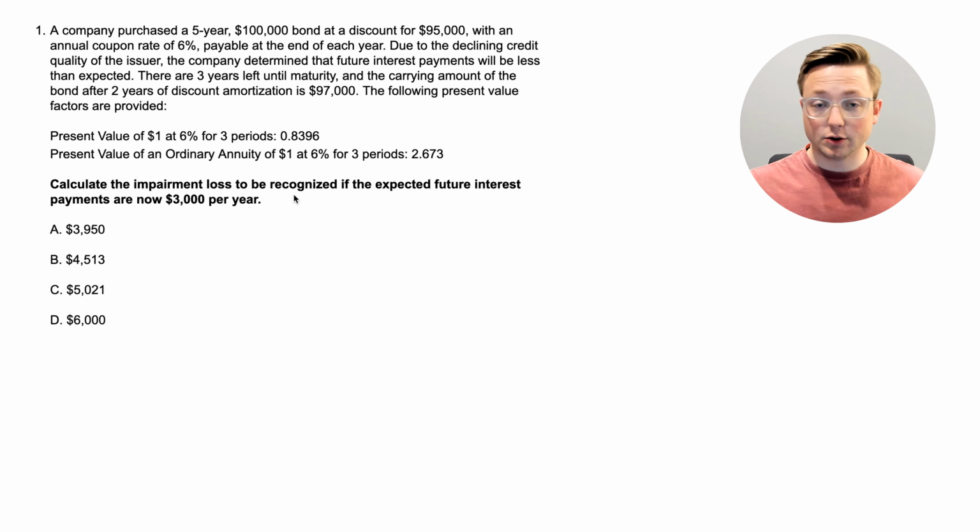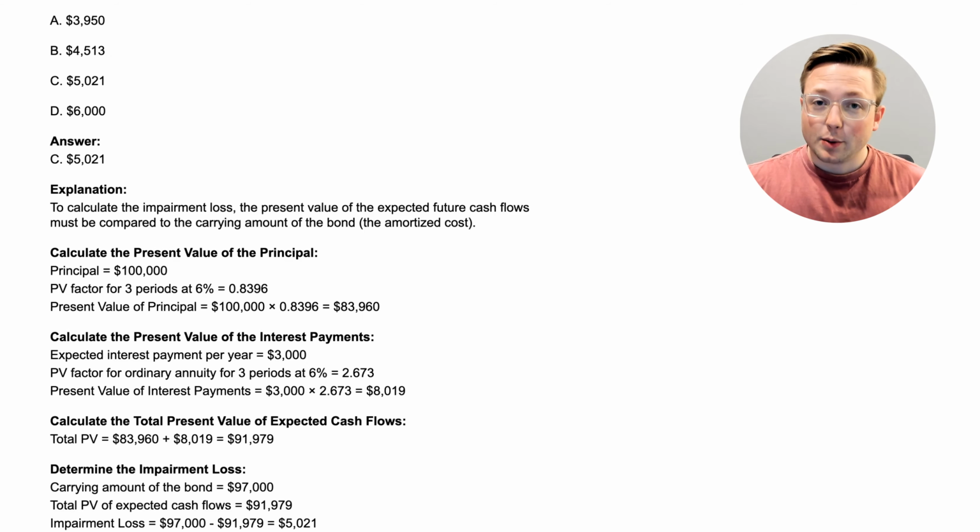If you don't know how to do it, that's okay. We're going to dive straight into the answer because, again, we're using the questions to learn what we need to know. So let's go ahead and go to the answer. All right, here we are. The answer is C, $5,021 is the impairment loss. So let's walk through this.